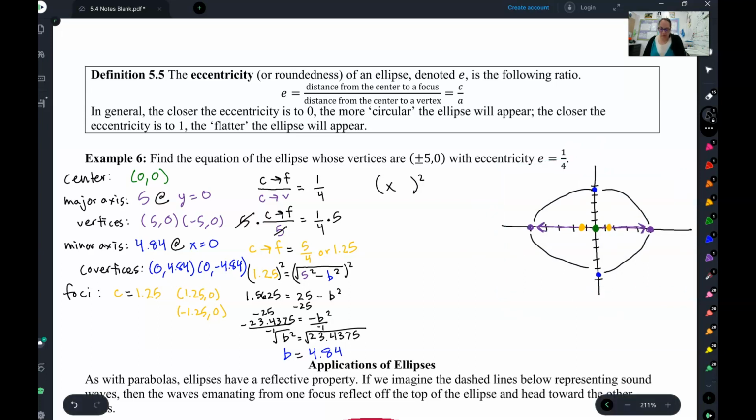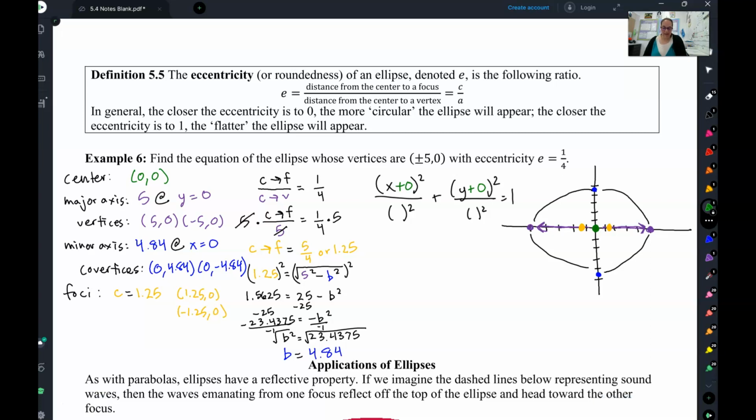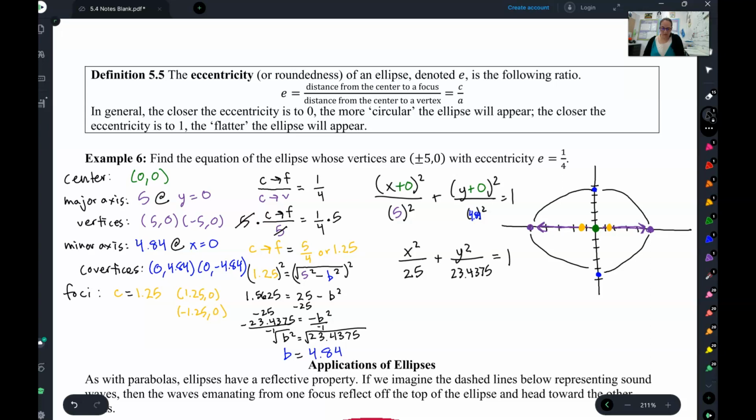So here's our equation. My center is at the origin. My side-to-side axis, that's the one that goes with x, was 5. And my up and down axis, that's the one that goes with y, was 4.84. So I get x squared over 25 plus y squared over 23.4375 equals 1. And there we go. That's the equation for this ellipse.